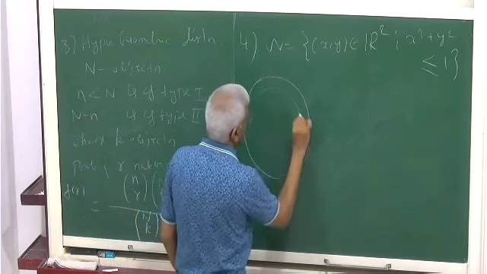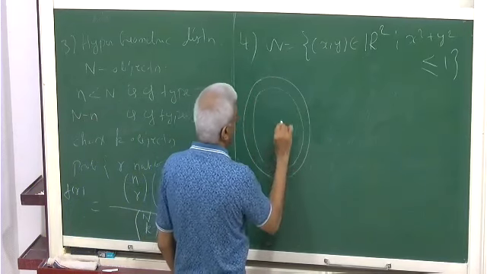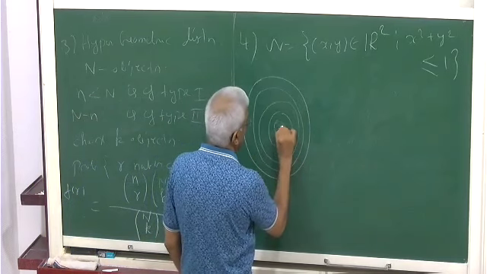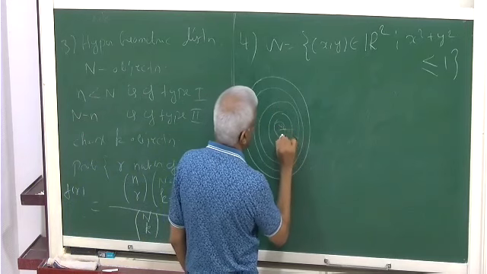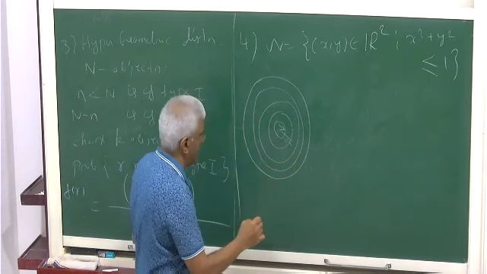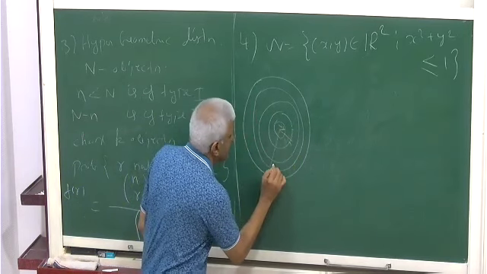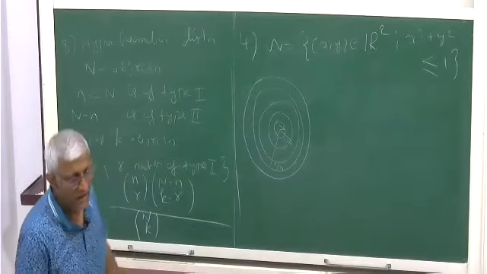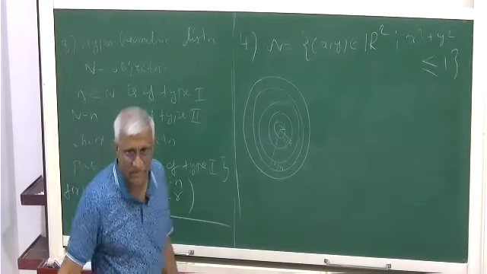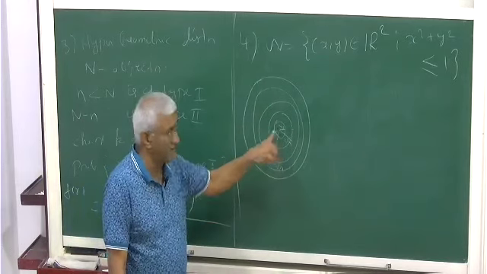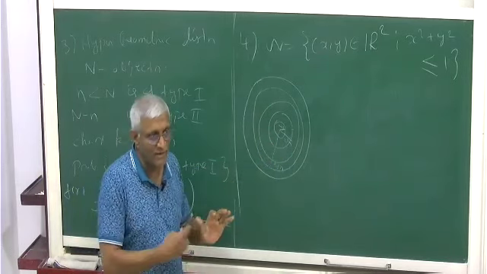Then you have smaller circles of radius 1 by n, 2 by n, and so on. This is radius k by n, where k varies from 1 to n. Now you toss a coin or do something, or you're shooting, but shooting will not have equal probability, since one will be aiming at the center. So that's not the right example.